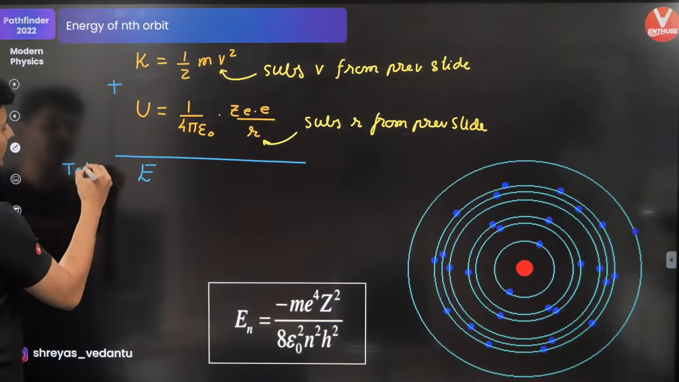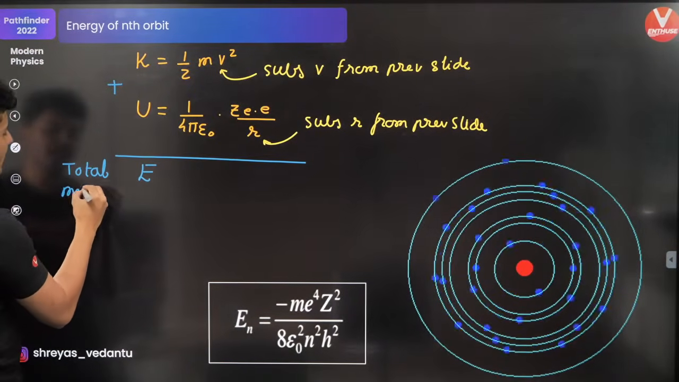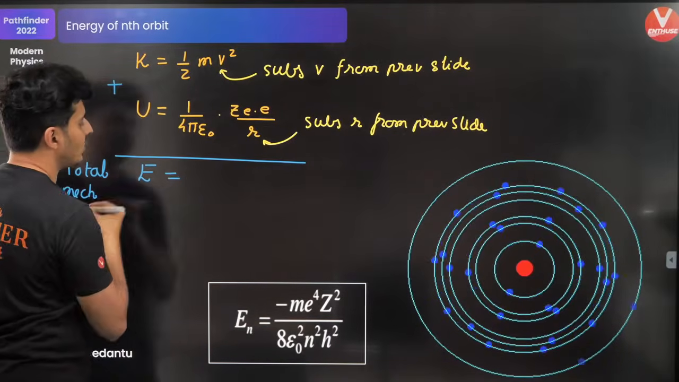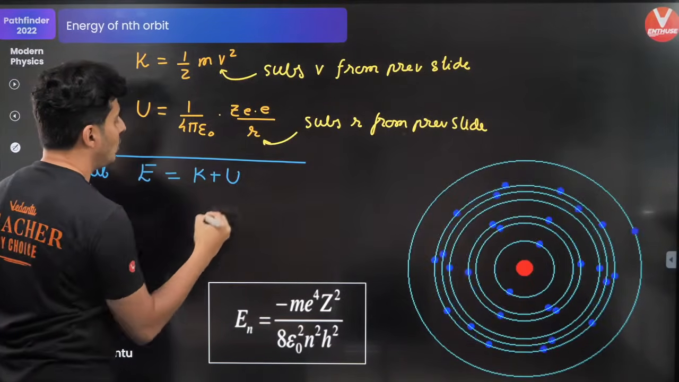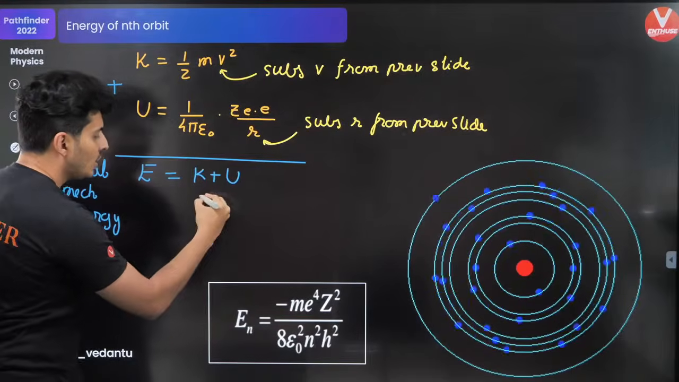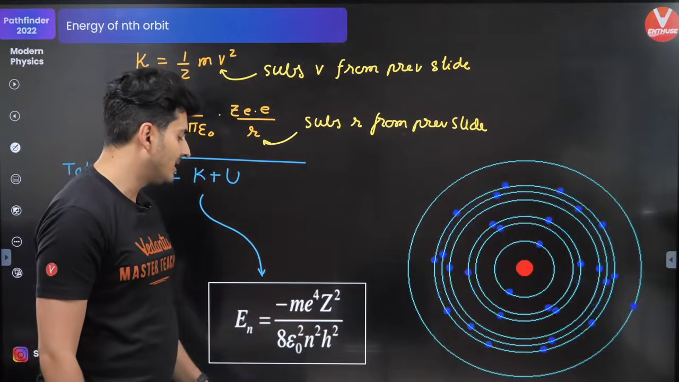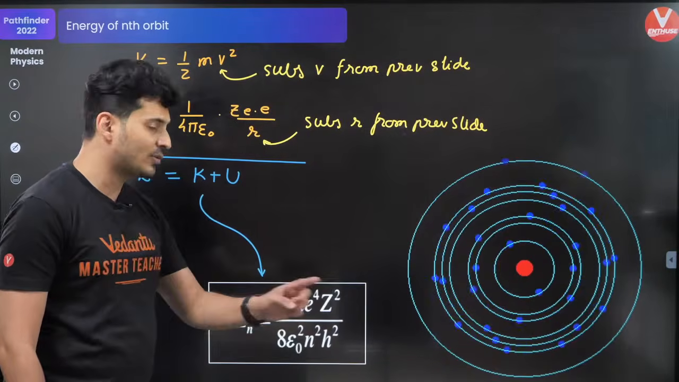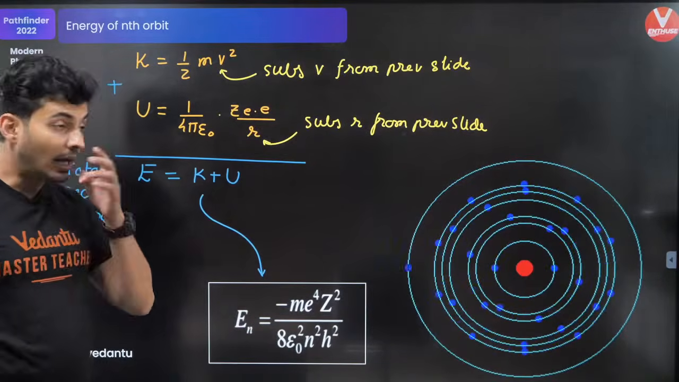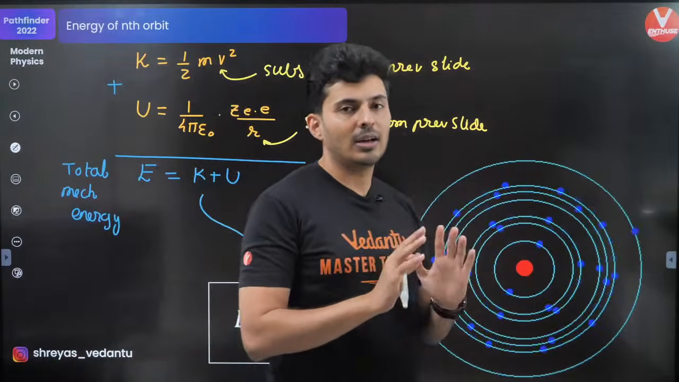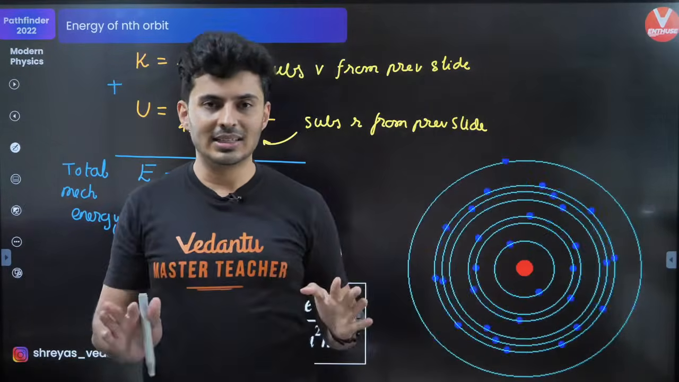When you add kinetic and potential, you will get the total mechanical energy. So E will be K plus U. When you substitute everything, you will finally get this as the answer: minus m e raised to 4 z square by 8 epsilon naught square n square h square. Now, you will be like, sir, these are crazy equations. I cannot remember it. Yes, I know what you guys are thinking.